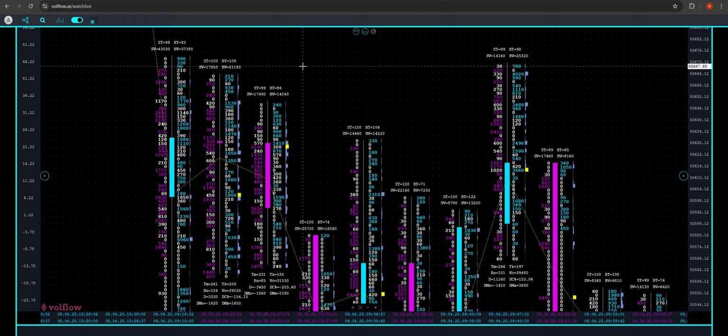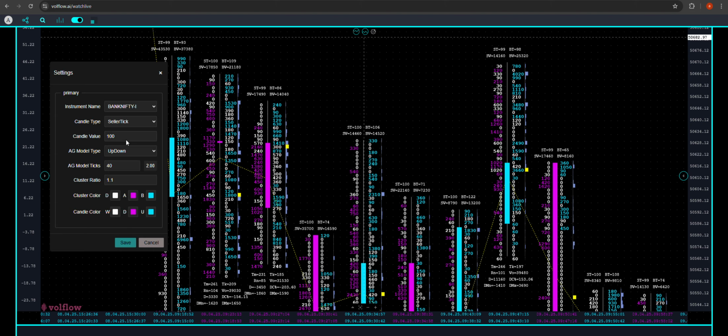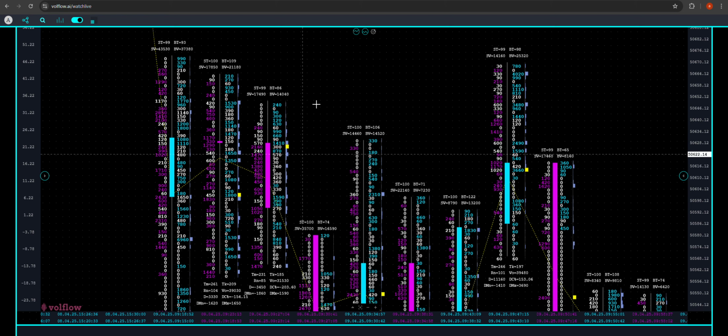I'll explain why I call it VOLFLOW as a different branding. If you look at the settings, currently I'm running a seller tick chart with candle value of 100, and the model is basically the AI model doing the job, that is up down, and the model aggregation is 40. These are the default settings, you leave them at default. Once you select your instrument and do this, it will plot your candle. Because the market is off now, it's not giving any live data. I'll also show you a live one and make you understand.